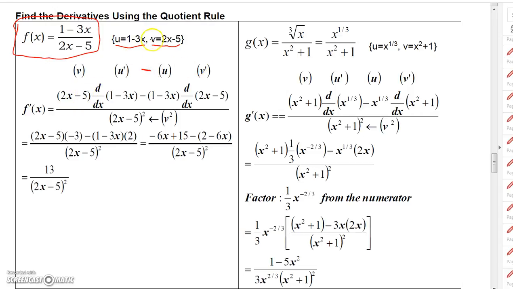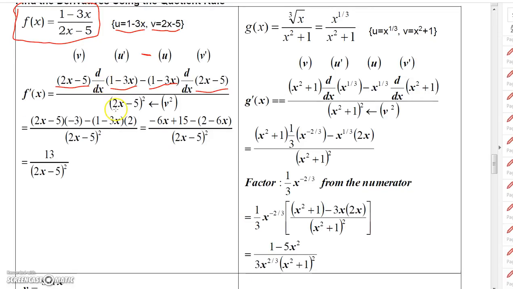So that means we take the v, which is 2x minus 5, from the denominator, and we're going to multiply it by the derivative of 1 minus 3x. And then we're going to subtract u, which is 1 minus 3x, times the derivative of v, so the derivative of 2x minus 5. Now in the next step, I'll calculate the derivative. And don't forget, on the bottom, you have v squared. Obviously, you don't write this, this is just showing you that this is v squared. So 2x minus 5 quantity squared.